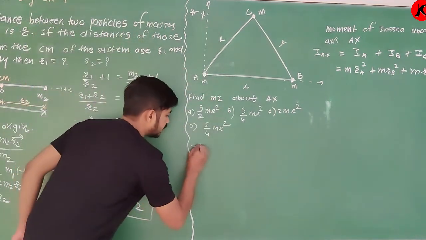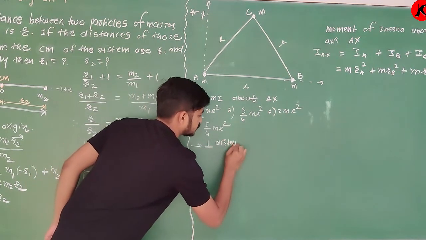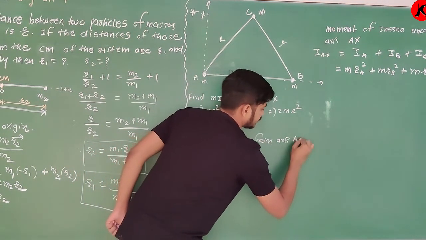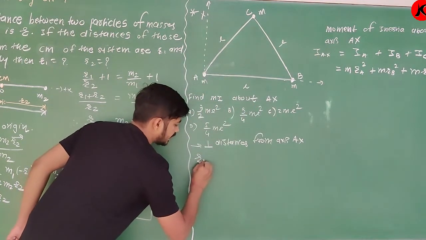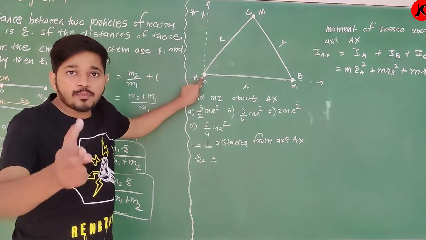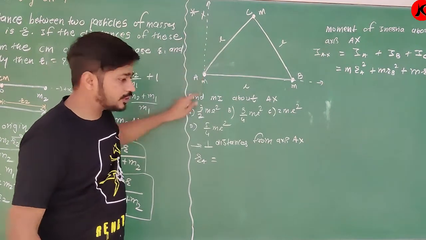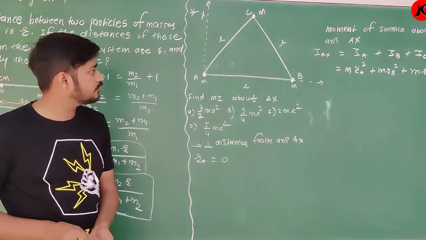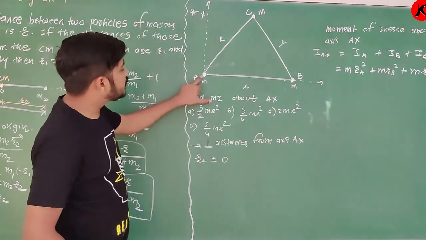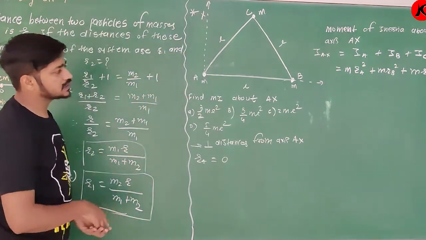So now here I will find the perpendicular distances from axis AX. First of all we will find RA. See, it is the axis, and mass A is on the same axis, so its perpendicular distance from the figure is clear, it is 0. Yes or no? Yes, it is 0. As this mass which is at A is on the axis, its perpendicular distance is 0.